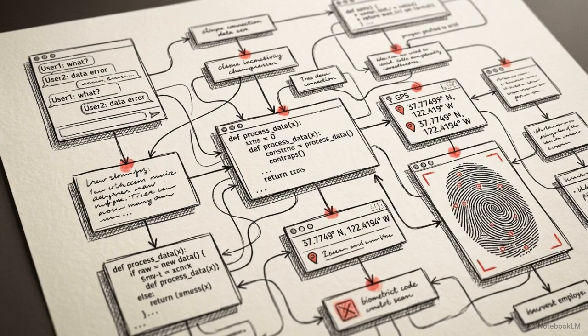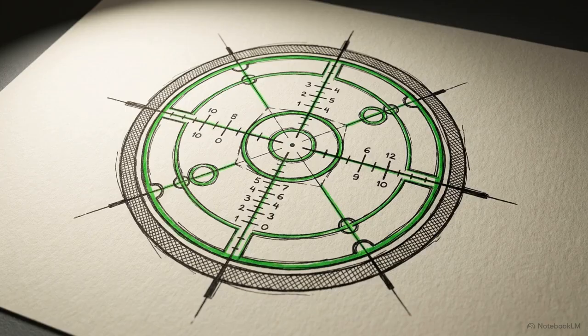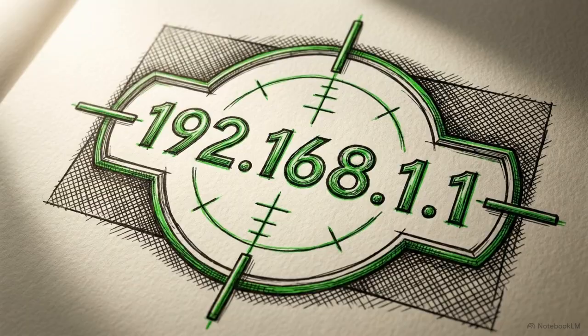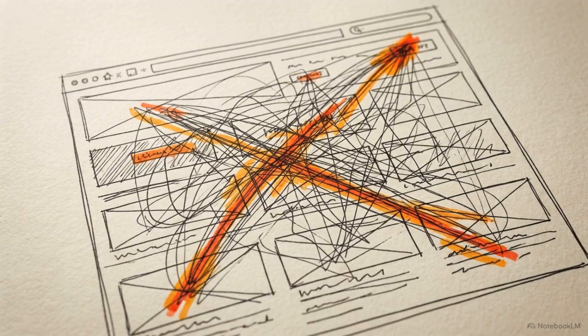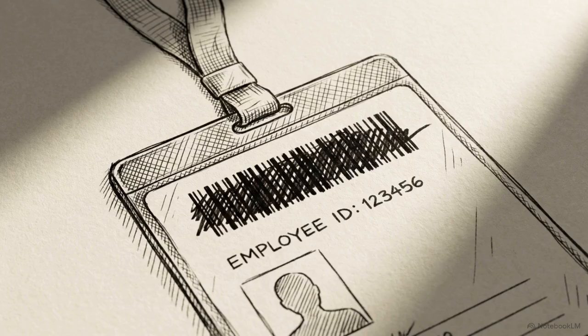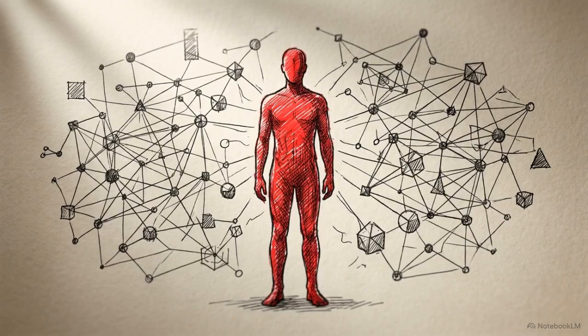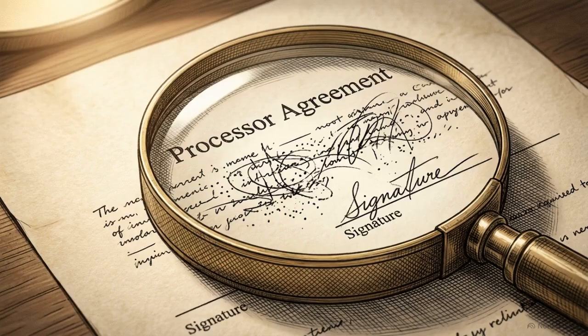It extends far beyond the obvious names and email addresses listed in official IT databases. Auditors actively hunt for indirect identifiers, like IP addresses, behavioral analytics logs, and internal employee numbers, because they can single out a specific individual. Once the data is identified, we move to role classification.